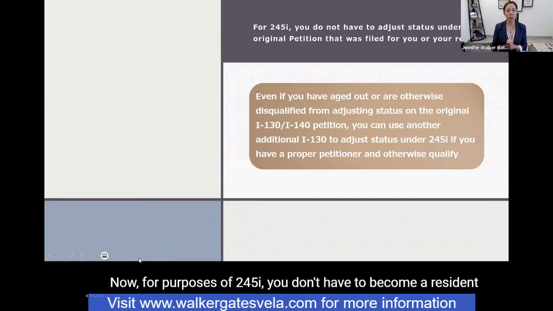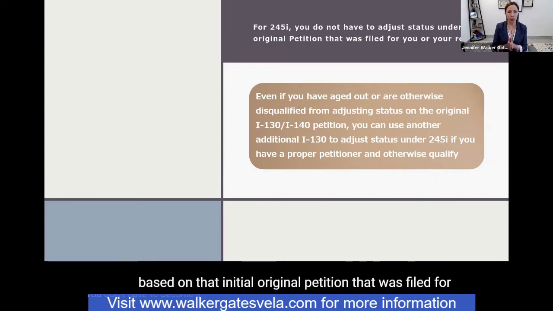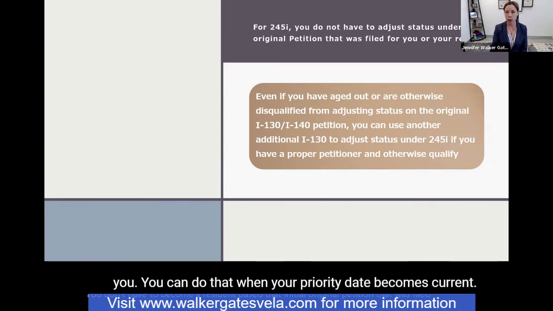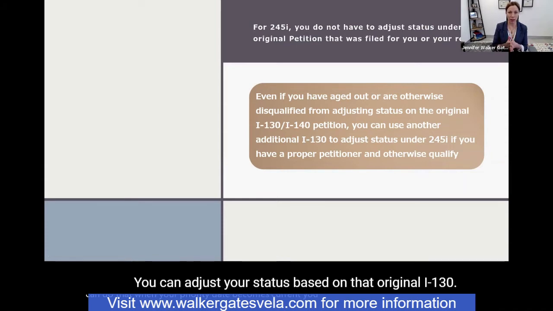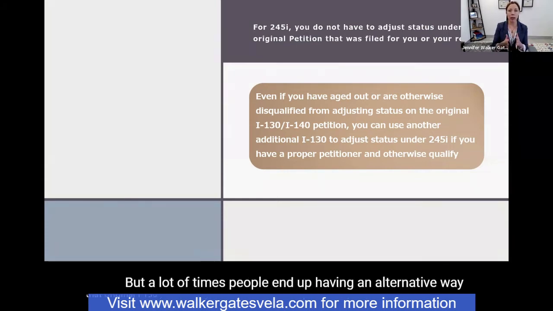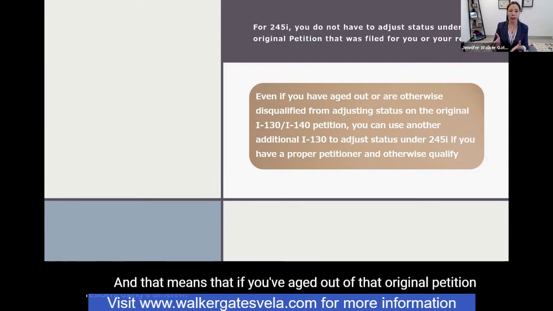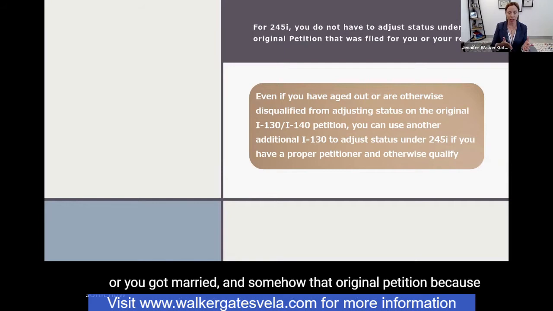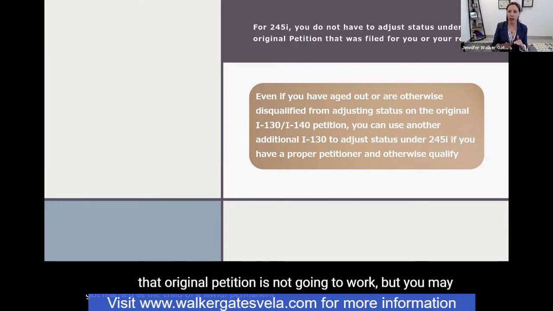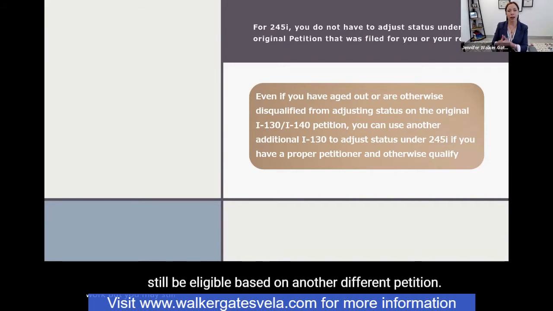Now, for purposes of 245I, you don't have to become a resident based on that initial original petition that was filed for you. You can do that. When your priority date becomes current, you can adjust your status based on that original I-130. But a lot of times people end up having an alternative way to become a resident using a different petition. And that means that if you've aged out of that original petition, or you got married, and because your petitioner was a lawful permanent resident, if you got married as the child of a lawful permanent resident, that original petition is not going to work. But you may still be eligible based on another different petition.